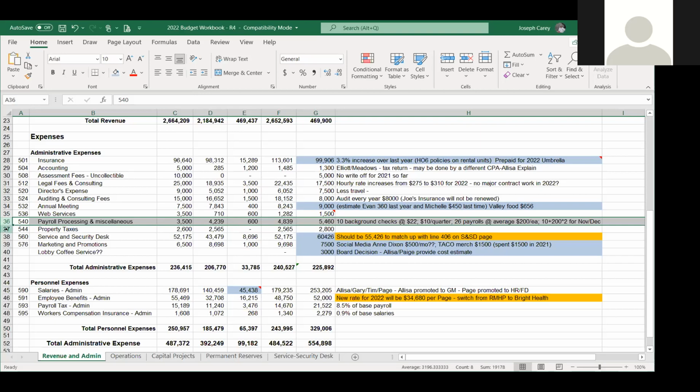All right, and property taxes, nothing much to talk about there. We raised it a couple hundred dollars just because of property values going up, and we expect a little bump.